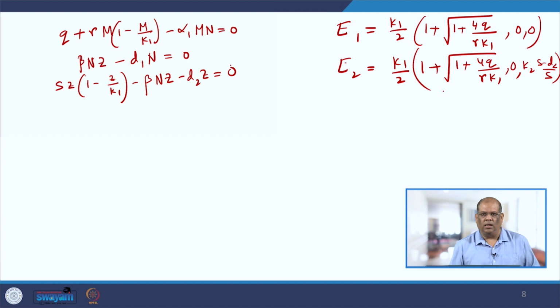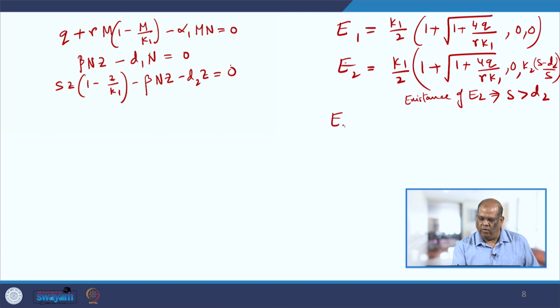Now, since these are cells, they cannot be negative. So, this must be greater than 0. So, S must be greater than D2. This is for the existence of E2, which will imply that S must be greater than D2.